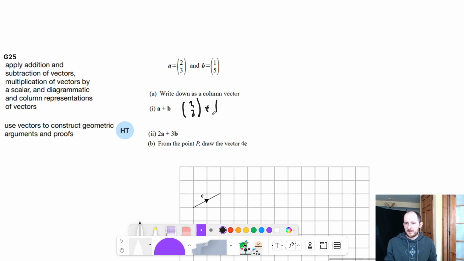All you do is you add the top and bottom numbers. It's not like fractions where you have to make the bottom number the same. All you need to do is add the numbers. So 2 plus 1 is 3. 3 plus 5 is 8. Now what about multiplying them?